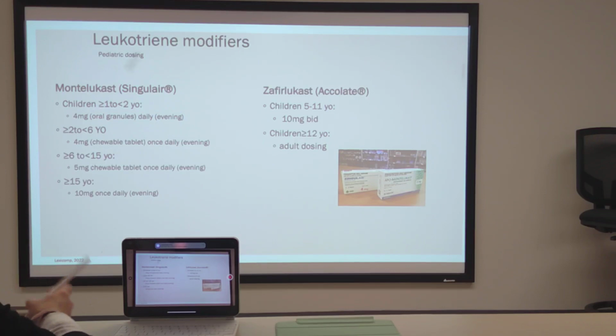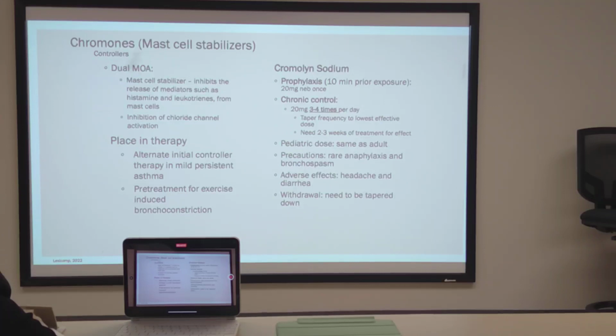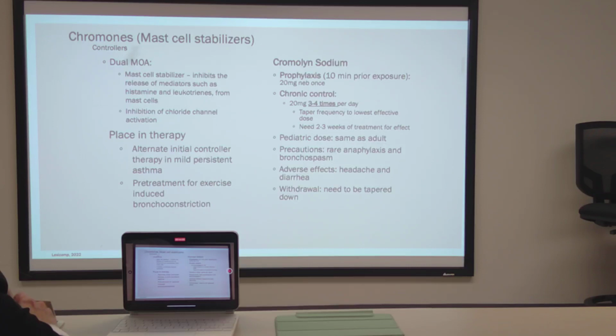All right, mast cell stabilizers. So these are also part of our controllers. They do have a dual mechanism of action as well. They inhibit the release of mediators such as histamine and leukotrienes from mast cells, and also inhibit chloride channel activation. So in terms of place in therapy with these medications, these can be used as alternate initial controller therapy in mild persistent asthma, and this also can be used as a pretreatment for exercise-induced bronchoconstriction.